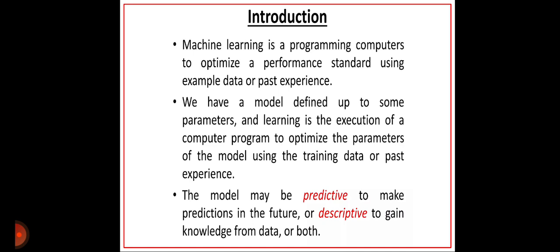Machine learning is programming computers to optimize a performance criterion using example data or past experience. We have a model defined up to some parameters, and learning is the execution of a computer program to optimize the parameters of the model using the training data or past experience. The model may be predictive to make predictions in the future, or descriptive to gain knowledge from the data. Predictive means the model is used for prediction, and descriptive is used for gaining knowledge about the data.